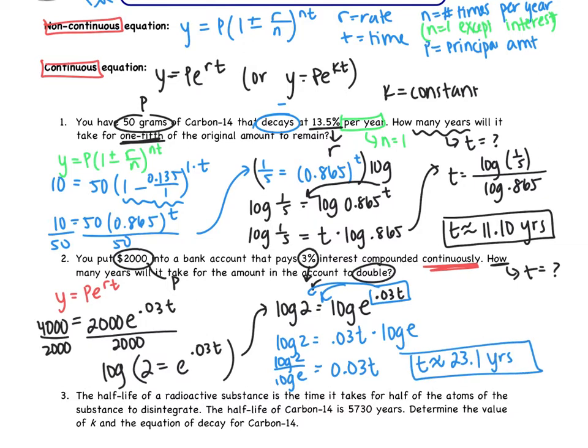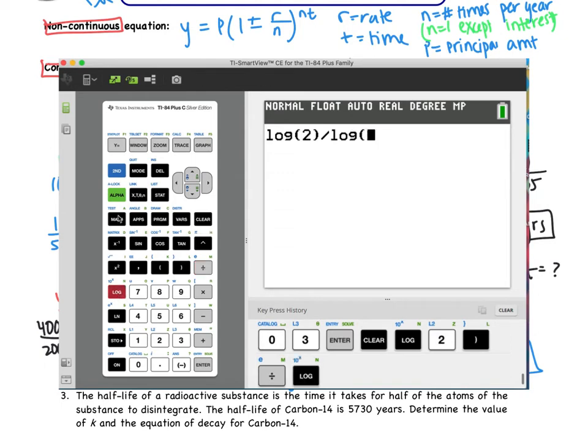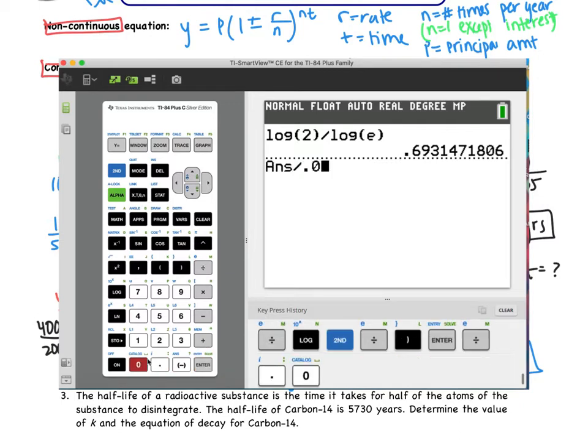Now, I'm going to pull up my calculator real quick to show you those steps in case you need to see them. Okay, so we're going to hit log of 2, make sure you end your parentheses, divided by log of e. And then again, that's not our final answer. We have to divide by 0.03. So if we just hit the division sign, it'll bring up that previous answer, and we can divide by 0.03. So hopefully that makes sense. If you need to rewind and go through the calculator part one more time, please do so.